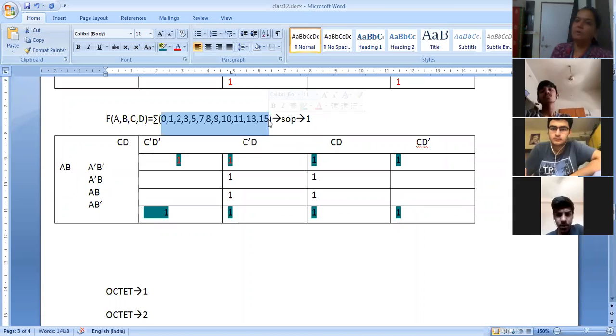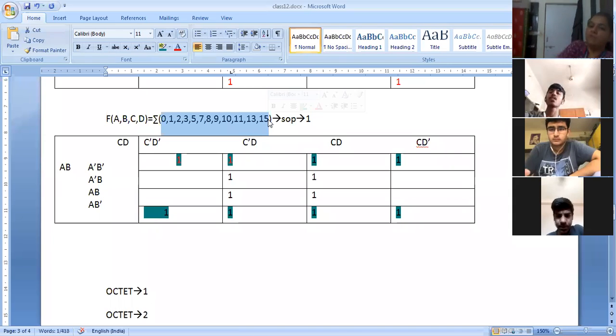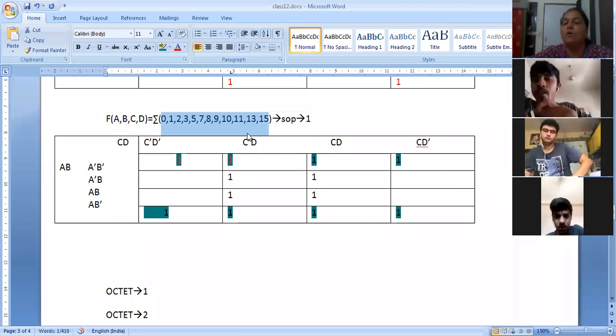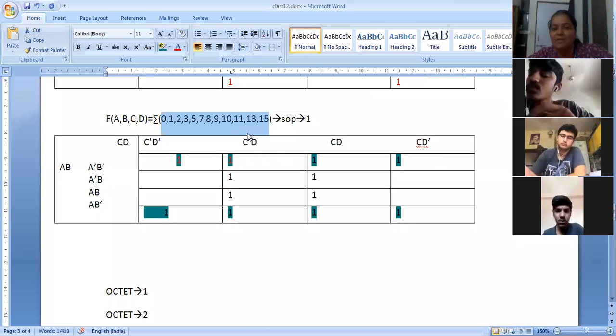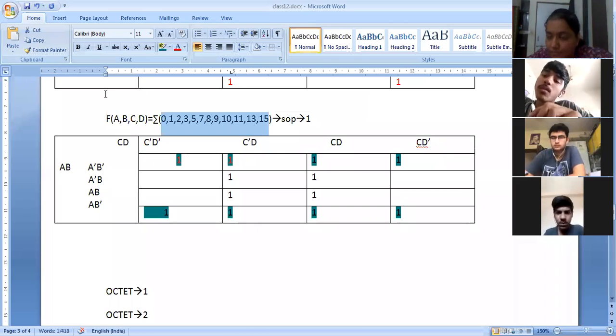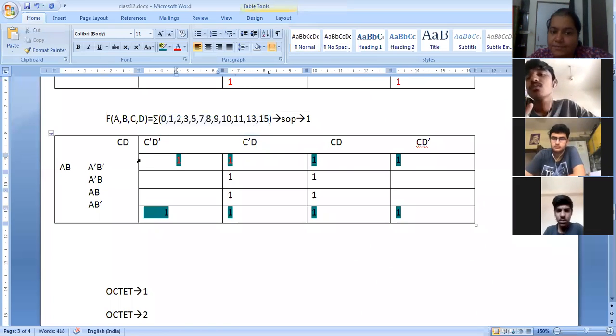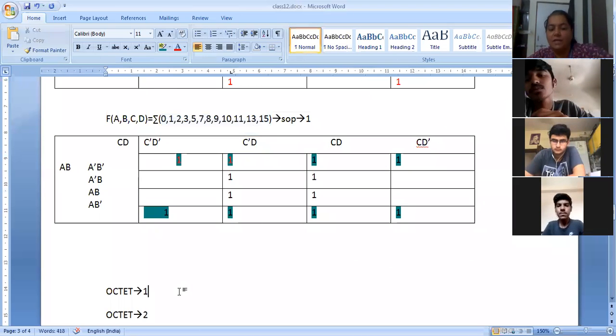So for SOP, we are looking for terms that are 1. We are not looking for the terms which are 0. So don't worry, the question can be only 0, 1 also. Question can be anything. Now here, place ones here. Now make an octet. And now tell me, what is the equation for this? This one, can you see?